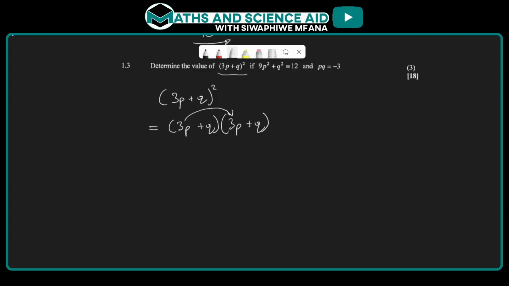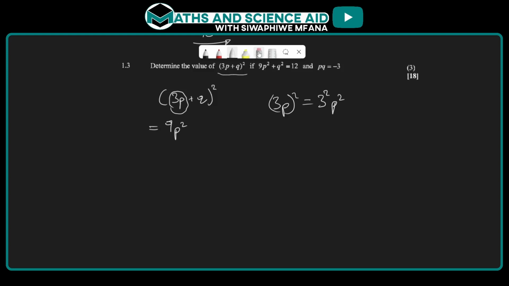Or alternatively, a shortcut of doing this is you just find the square of the first term here, which is 3p. So what is 3p all to the power of 2? Well, (3p) all to the power of 2 is going to be equal to 3 to the power of 2 multiplied by p to the power of 2. And so 3 to the power of 2 is equal to 9. So this will be 9p squared.